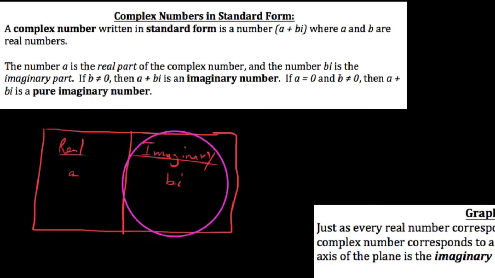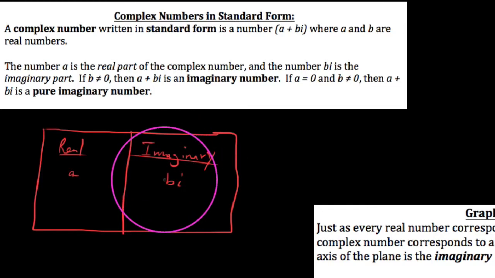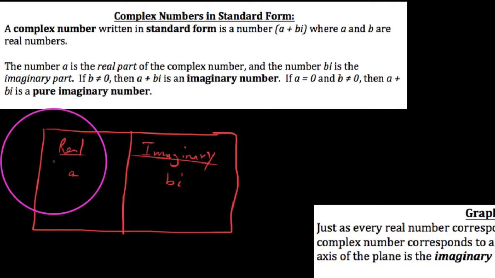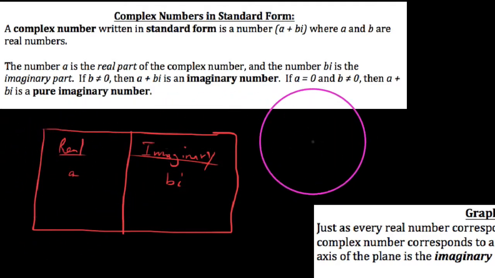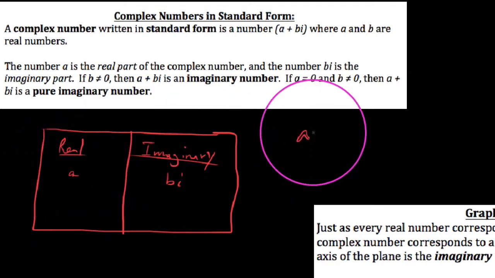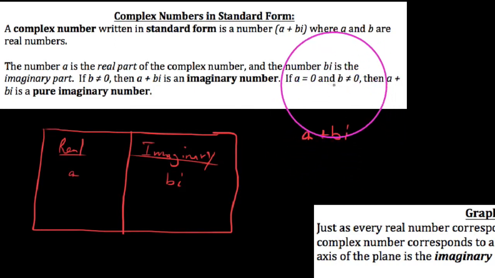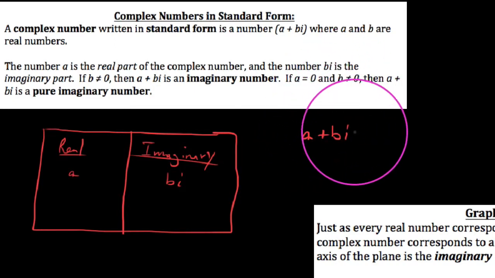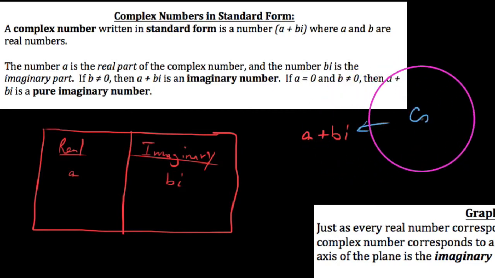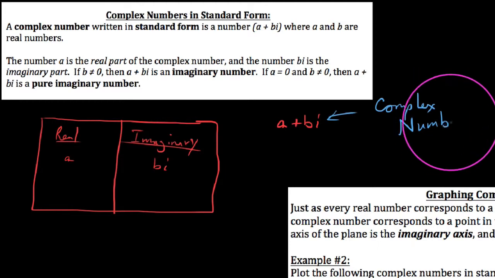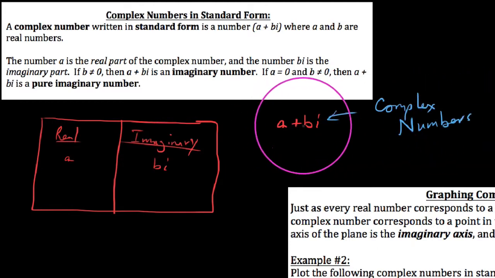But real numbers don't ever overlap with imaginaries. If it's real, it's not imaginary. If it's imaginary, it's not real. But what happens when we start to add a real number a plus an imaginary number bi? Well, then this forms what we refer to as a complex number. So a complex number is really just the sum of a real number and an imaginary number.